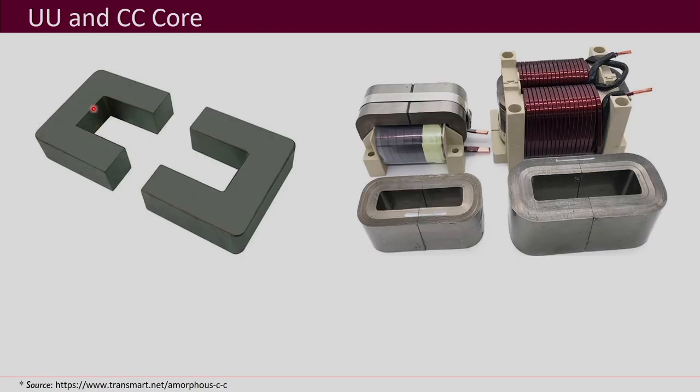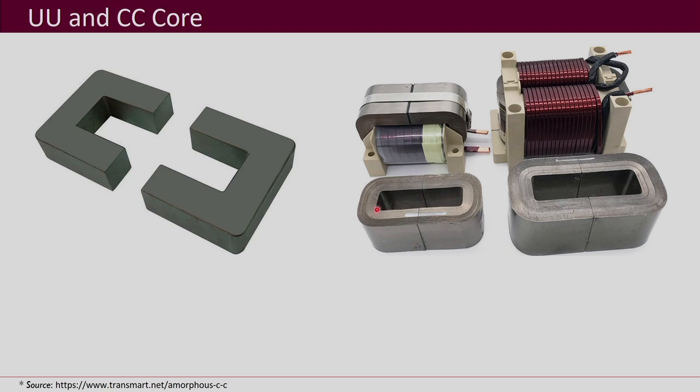Then this is another popular core geometry, which is your U core. It is of the shape of the letter U, and two of these are joined together to make a complete magnetic core, and in between them you can place some material and create that air gap. These are the pictures shown of inductors and transformers made out of these cores.